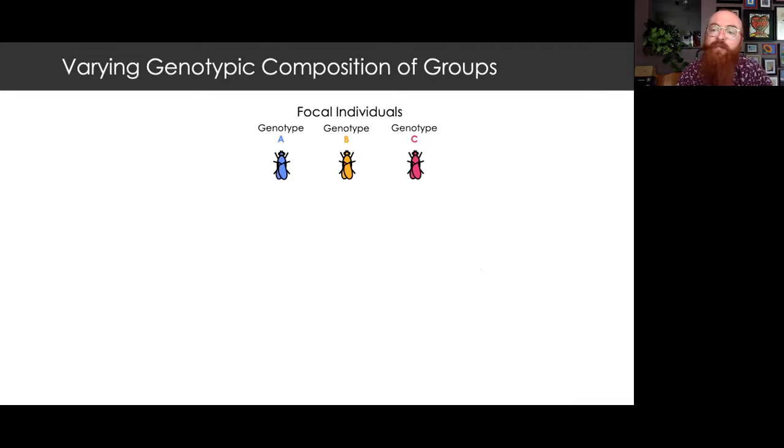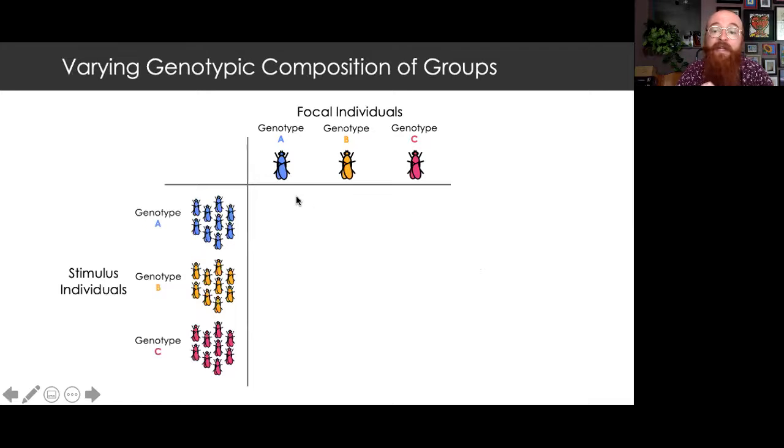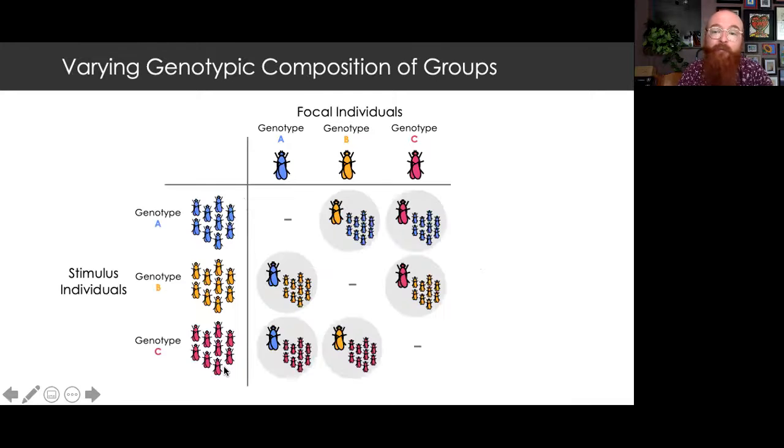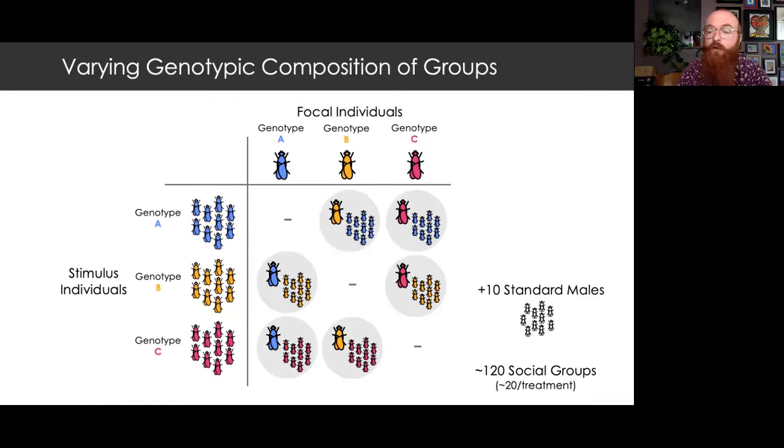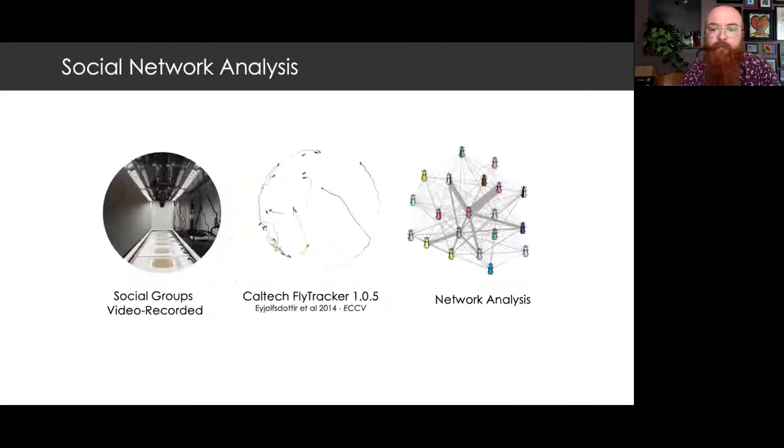So to create social groups of variable genotypic composition, we chose 3 heterozygous genotypes of female flies. And then we paired each of these focal genotypes with a group of 9 stimulus individuals of the other genotypes in a full factorial design, but excluding pairings where the same genotype was paired with the same genotype. We then added 10 males of a standardized genotype to each group for a 50-50 sex ratio, and replicated each of these social contexts about 20 times for a total of almost 120 social groups.